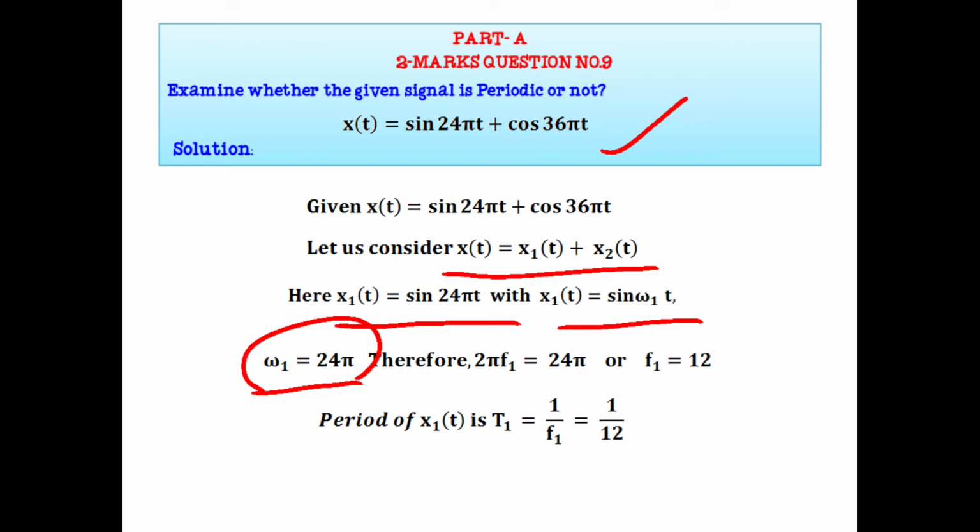So instead of omega 1, what is available here? 24 pi. So therefore, what is omega? 2 pi f1 equal to 24 pi, or f1. So you can cancel 2 and 24 using the second multiplication table. You will get f1 equal to 12. The period of x1 of t is T1. So what is T1? The reciprocal of the fundamental frequency. So 1 by f1, that is equal to 1 by 12. So we have calculated the fundamental period for the first signal x1 of t.